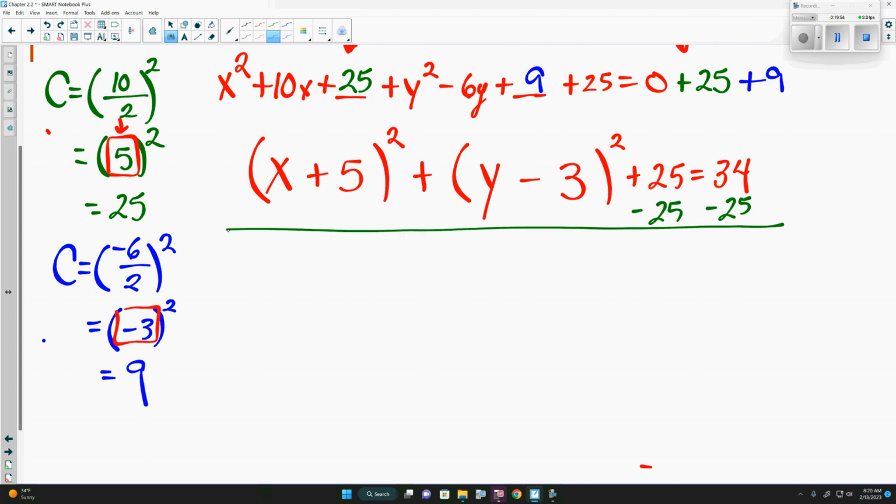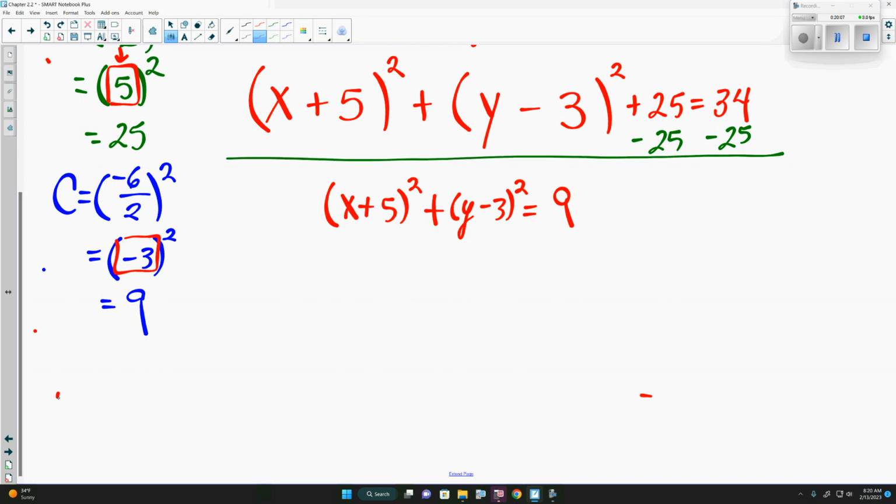Last but not least, we'll need to subtract 25 from both sides, telling us that (x plus 5) squared plus (y minus 3) squared is equal to 9. Now our center x and y values are going to come from inside the parentheses. Since it's x plus 5, the x value of the center is negative 5. Since it's y minus 3, the y value is 3.